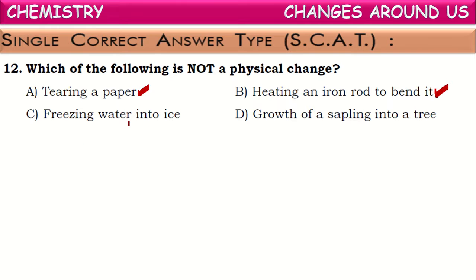Next, freezing of water into ice. What happens when water is frozen? It becomes ice, meaning from the liquid state it is converted into the solid state. Only there is a change in its physical state, liquid to solid. But before and after the change, the chemical composition of water remains the same. So it also comes under physical change.